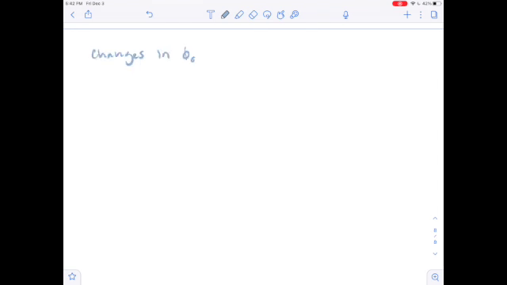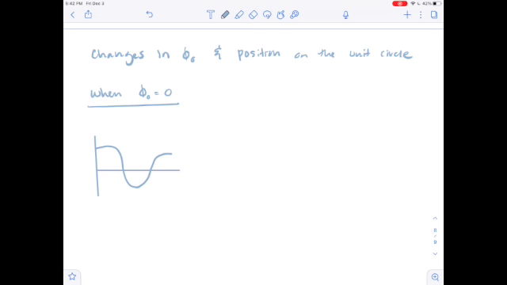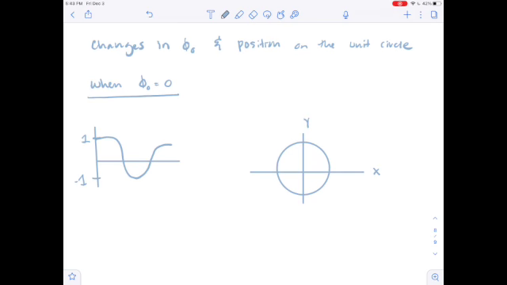Now let's see how changes in phi, or the phase constant, would change the shift of the simple harmonic motion equation. Let's first consider when the phase constant phi equals 0. Where would the cosine wave start at time equals 0? Would it start at 1? Would it start at 0? Would it start at -1? Well, in order to answer this question, we need to look at the unit circle on the right.